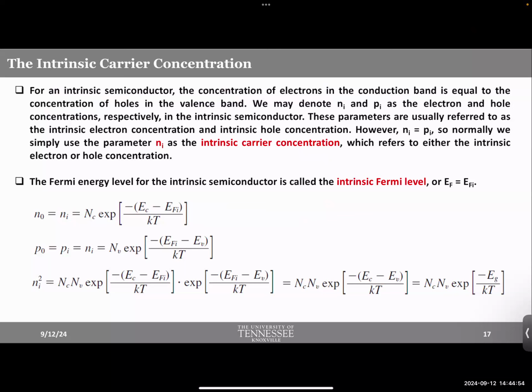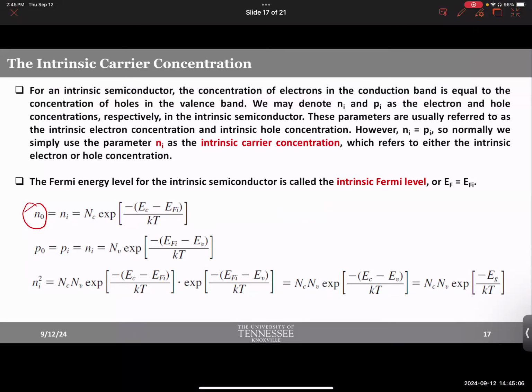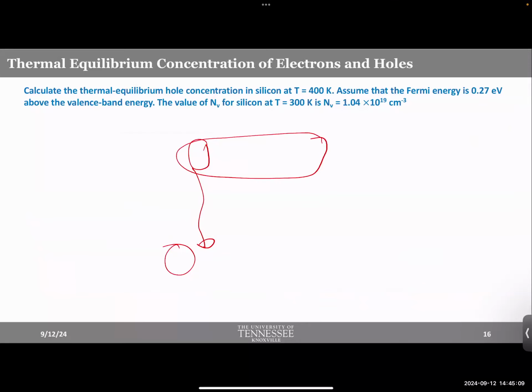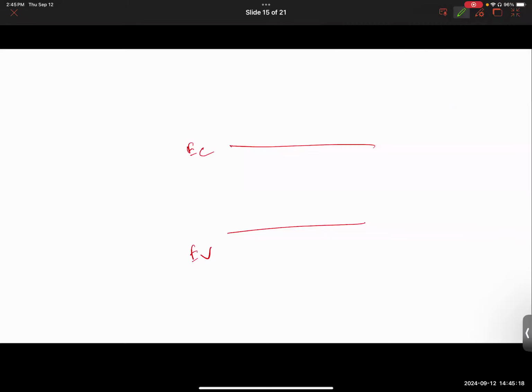Now let's get to the next concept, the concept of intrinsic carrier concentration. Notice one thing. First of all, I haven't even talked about what an intrinsic semiconductor is. An intrinsic semiconductor is another name for a pure semiconductor. So imagine you have conduction band, you have valence band. When an electron goes from valence band to conduction band, you create a number of electrons in the conduction band, and you can calculate that. At the same time, when an electron leaves the valence band to the conduction band, it creates a hole in the valence band. Basically, the hole is nothing but absence of electron, right?